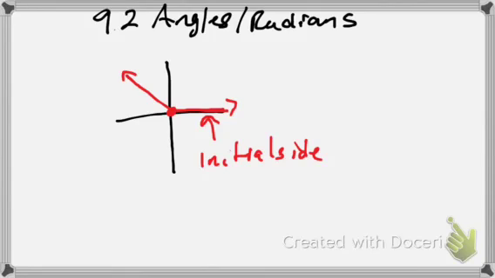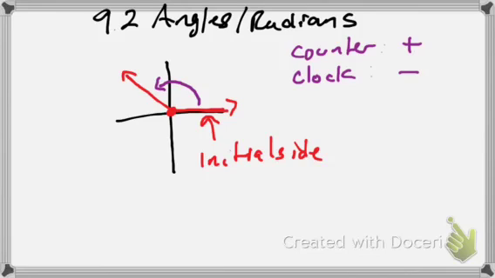Angles also always open counterclockwise, which means that they are always going to open like this. If it opens counterclockwise, that means the angle is going to be positive. If it opens clockwise, that means it's going to be negative. So if the angle opens any other direction, that's going to end up being negative.